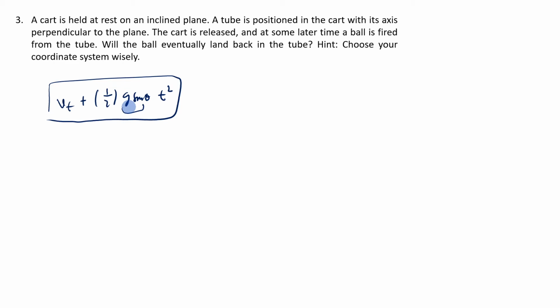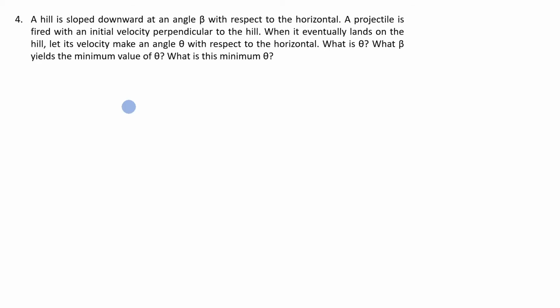Okay, and now let's move to the fourth problem. A hill is sloped downward at an angle beta with respect to the horizontal. A projectile is fired with an initial velocity perpendicular to the hill. When it eventually lands on the hill, let its velocity make an angle theta with respect to the horizontal. What is theta? And what beta yields the minimum value of theta? And what is this minimum theta?